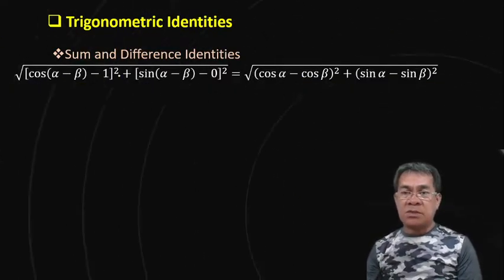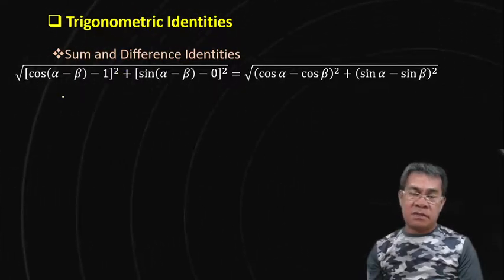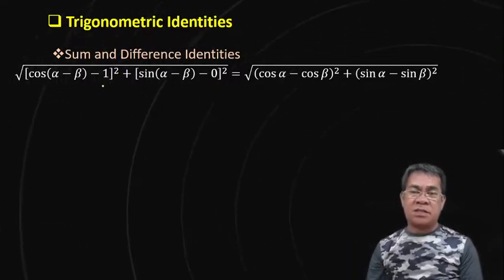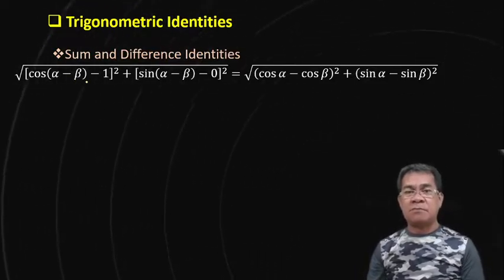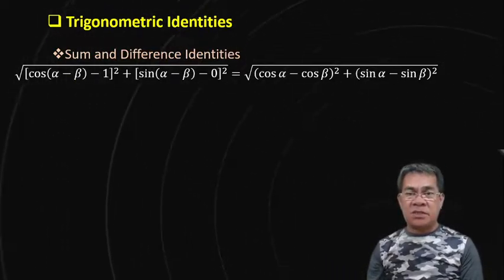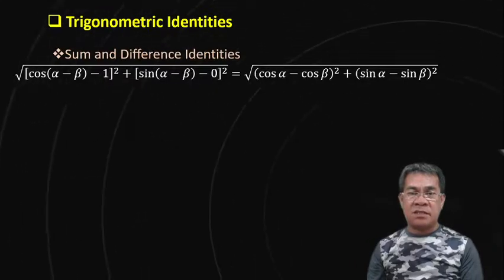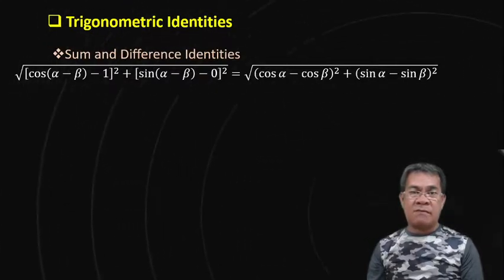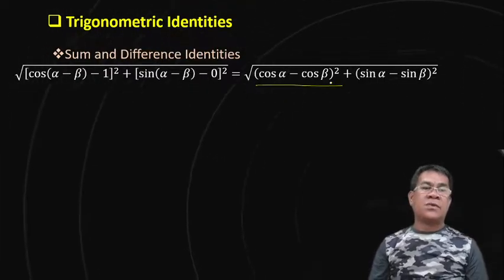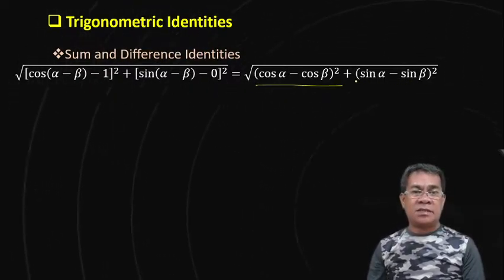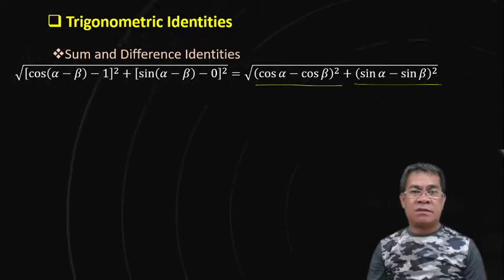By the use of the square of the binomial, you have to expand this using the square binomial: square the first, twice the first and second, square the last. Also this one, this is 0, so this is simply sine square of the angle alpha minus beta. While this one, use the square of binomial, and this is also the square of binomial.